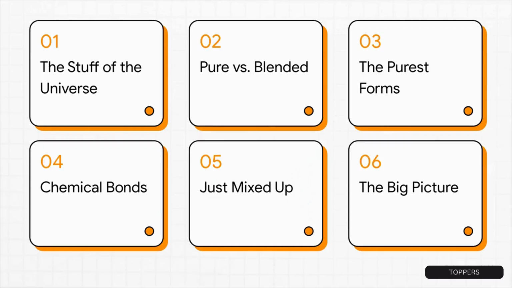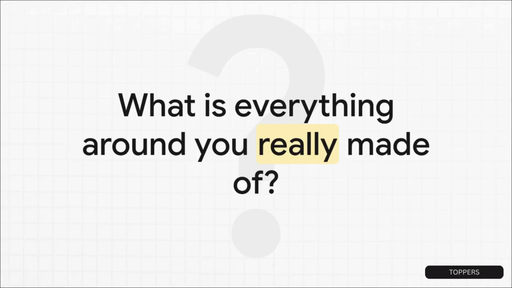Let's get into it. So here's our roadmap. We'll start with a framework for how scientists classify all the stuff out there. Then, we'll hit the first major fork in the road, the difference between pure things and blended things. We'll zoom in on the absolute purest forms, which are elements, and see how they can link up to create compounds. After that, we'll check out what happens when things are just mixed together. And finally, we'll zoom back out to see the big picture. So yeah, let's dig into this question.